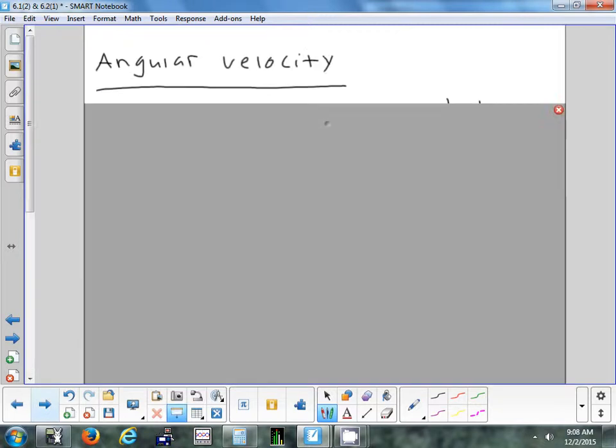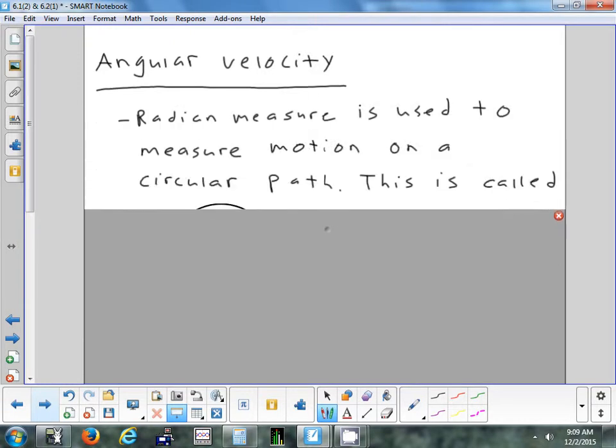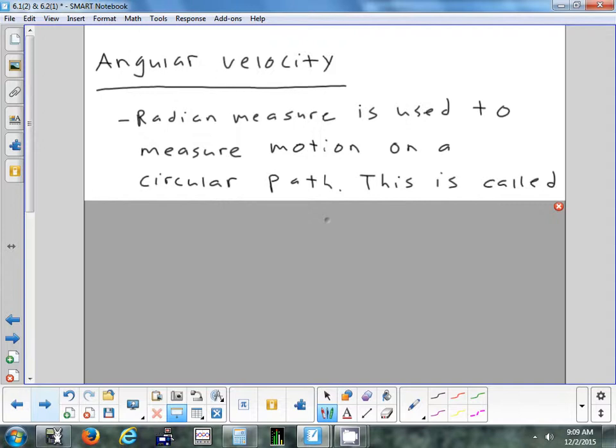Okay, so that's it for arc length. So today that's kind of what we're going to do. We'll look at a concept. It's a pretty short, simple thing, and then we'll look at the next part. All right. So the last part of this section is angular velocity. Angular velocity is used to measure the speed, but it's usually used to measure the speed of something spinning in a circle.